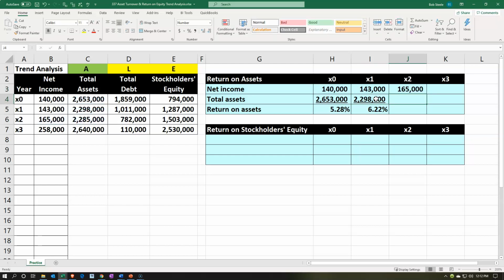So now we're going to go, okay, net income for the third year is going to be $165,000, and then the total assets is going to be the $2,285,000. Dividing this out, this equals 165 divided by the 2285. I'm going to format paint again, selecting the two cells prior, Home tab, Clipboard, Format Painter.